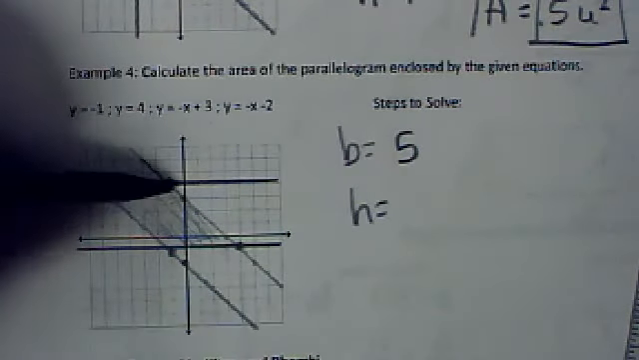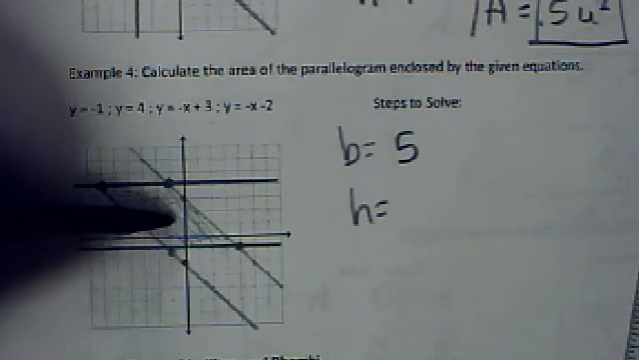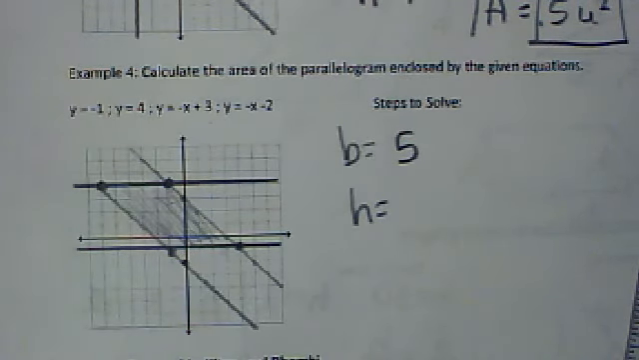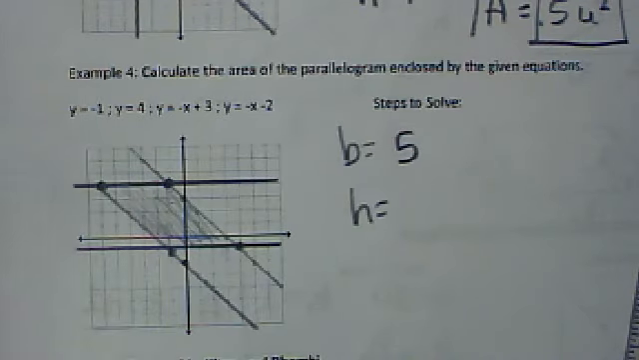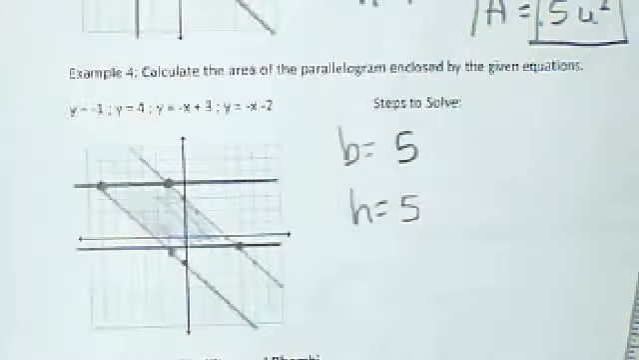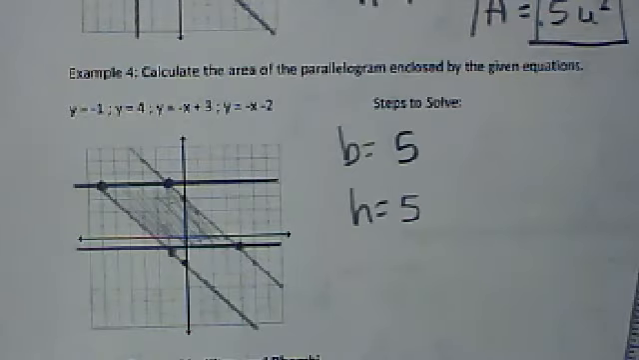And then to calculate my height, I'm just going to calculate the length of this vertical line here. Okay, and that's going to be 1, 2, 3, 4, 5 units as well, vertically. So now I have my base and my height for my parallelogram. So I know that area is equal to base times height. So 5 times 5. So the area is 25 units squared.